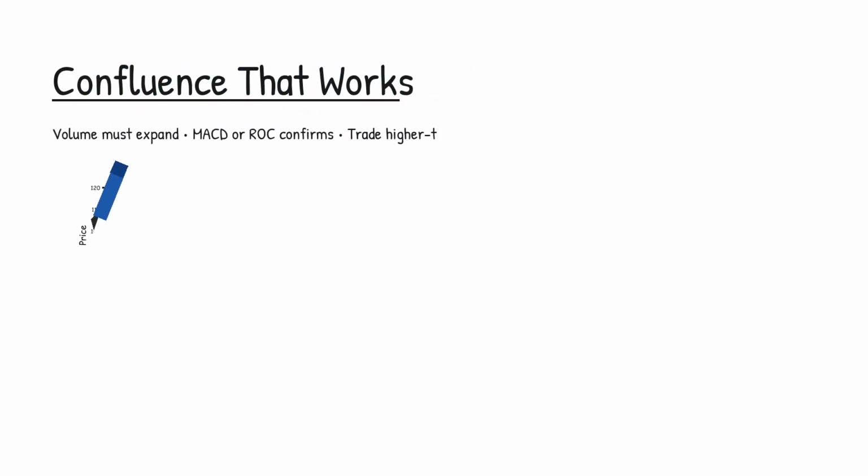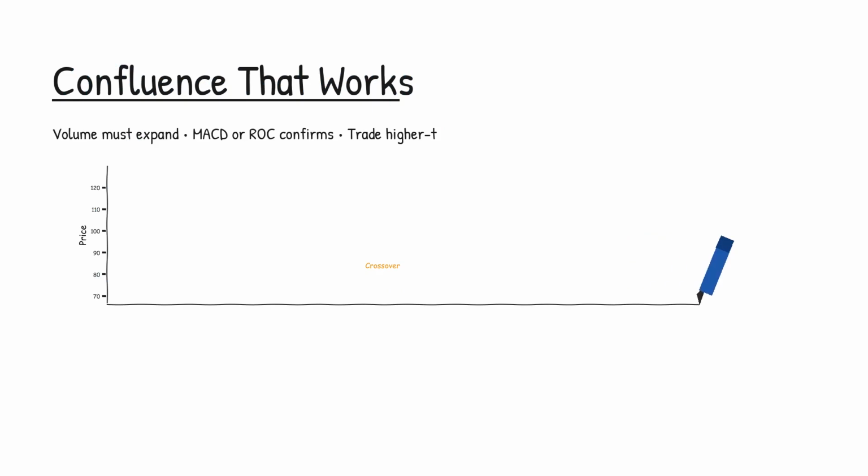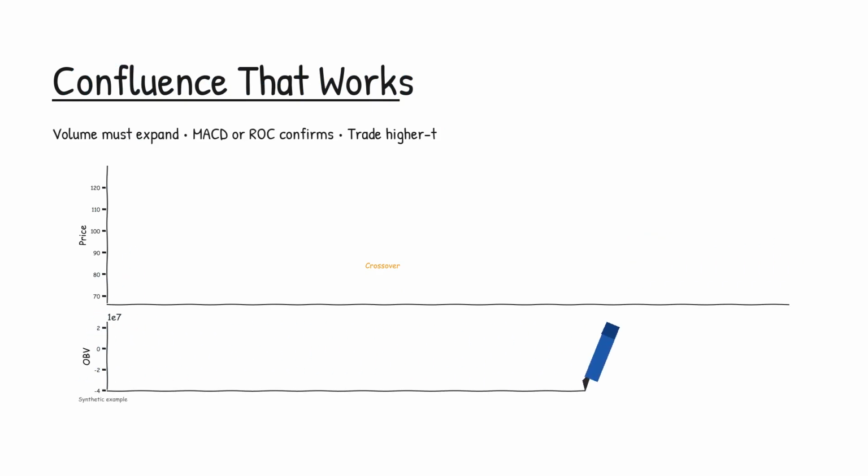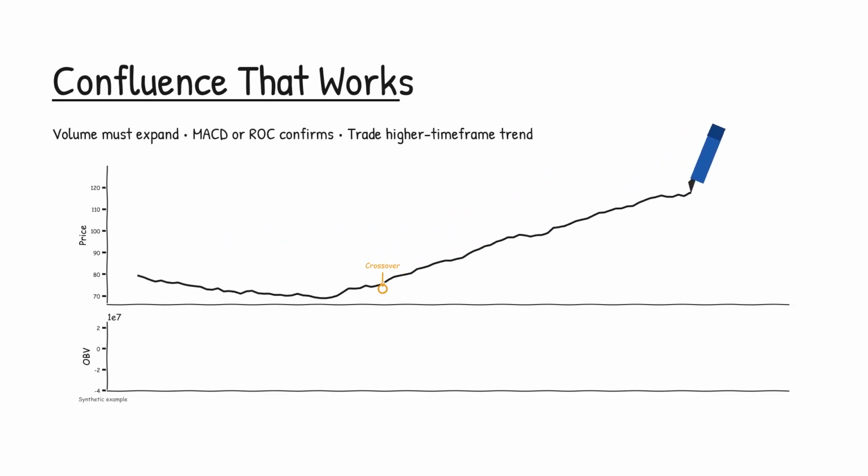Combine the squeeze with directional filters. Volume is non-negotiable. A breakout without a volume surge is statistically a fade. Add a momentum oscillator like MACD or rate of change to confirm the breakout side. Higher timeframe trend alignment, using a 50 or 200 period moving average, dramatically improves win rate. And on balance, volume rising during the squeeze itself often pre-signals the breakout direction before price reveals it.